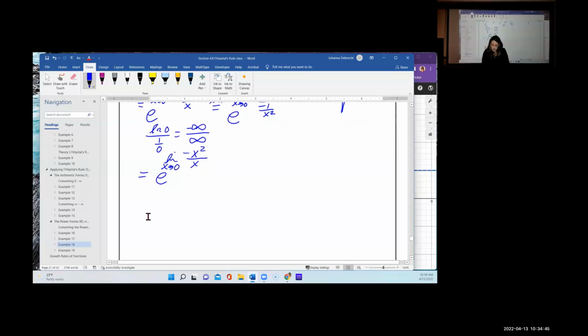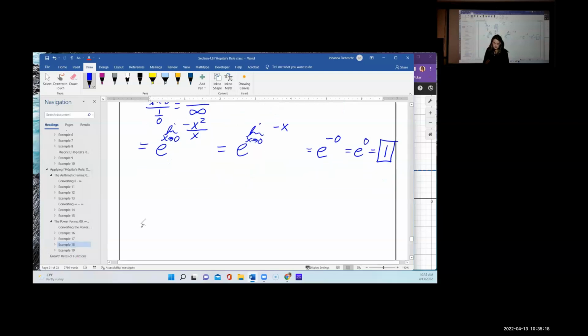Now I can reduce that. That gives me e to the limit as x goes to 0 of negative x. Now I can substitute in again, and this is going to give me e to the negative 0, which is just e to the 0, which is the number 1. So it approaches 1. I think those are easier than the 1 to the infinity forms.